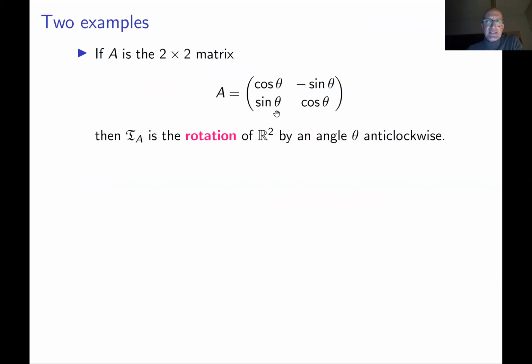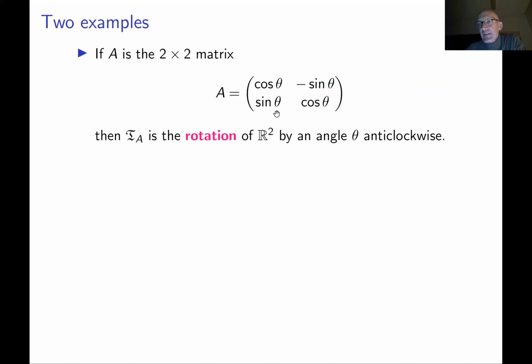Okay. Let's consider two important examples. One example may be familiar from high school, but maybe not. If not, this is absolutely okay. We're going to consider this from scratch. You take this 2x2 matrix with a cosine and sine, put in this way. Then you define the linear transformation, which is given by multiplication by this matrix A, like in the previous slide. Then the geometrical meaning of this linear transformation is just a rotation around the origin by angle theta anticlockwise. So this is a linear transformation that takes vectors in R2, maps them to R2, such that everything is just rotated around the origin by angle theta anticlockwise.